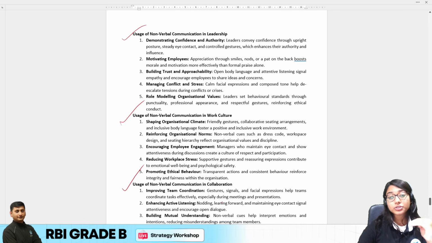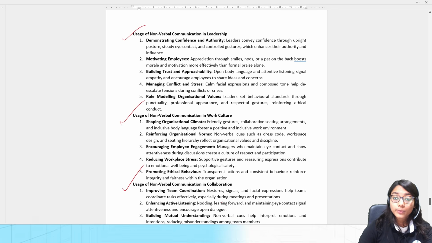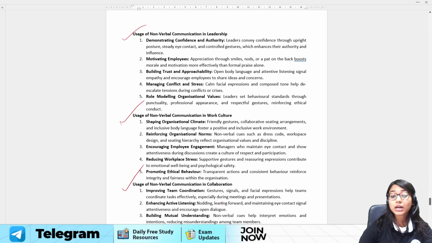So for each of the three I will have to give some usage. In leadership, how is it useful? Demonstrating confidence, authority, motivating employees, building trust, etc. In terms of work culture, how is it used?